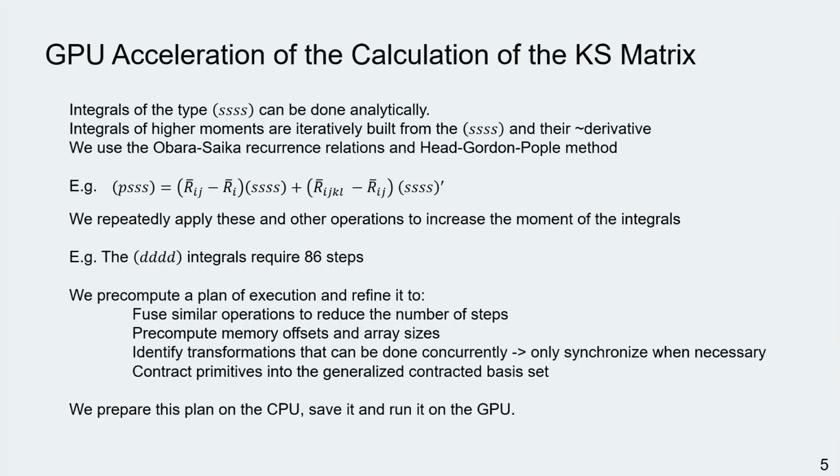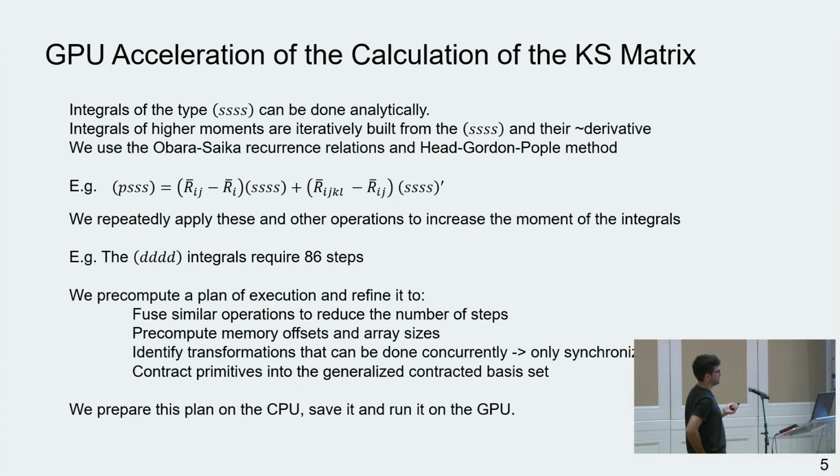So we only synchronize, we only tell our GPU components to wait for a calculation to be done when it's extremely necessary for correctness. Then, of course, we start with these primitive Gaussian functions, and then we contract them into the actual generalized contracted basis set, which is used in these simulations.